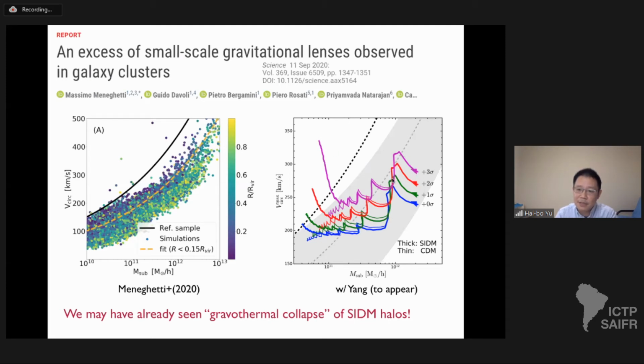Follow this curve. This is the tidal evolution of this kind of subhalo inside of the galaxy cluster. As time goes on, the subhalo mass becomes smaller because of tidal stripping, while the central density becomes smaller at the first stage. But at a late stage, the central density increases because of the core collapse. Well, for CDM, it just stays here, right? So it's relatively easy to get a high central density. So we might have seen some gravothermal collapse of the SIDM halos.